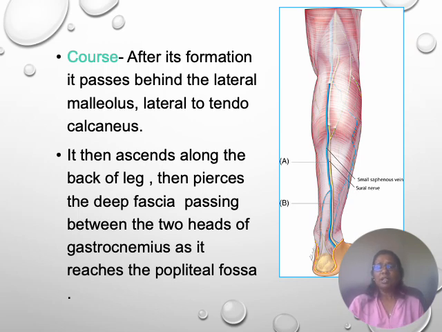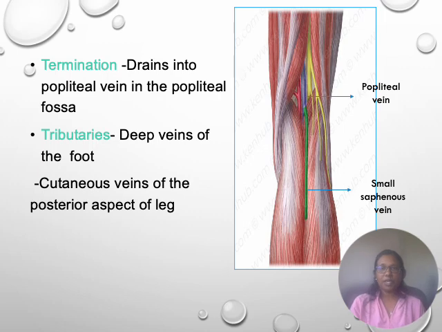After passing lateral to the tendocalcaneus, it ascends all along the back of the leg and then pierces the deep fascia. After that, it passes in between the two heads of the gastrocnemius and reaches the popliteal fossa. Termination. As it has reached the popliteal fossa, it drains into the vein which is present in the popliteal fossa, which is the popliteal vein.